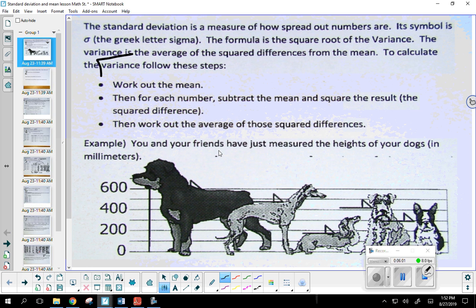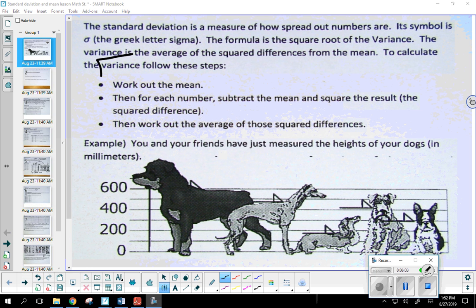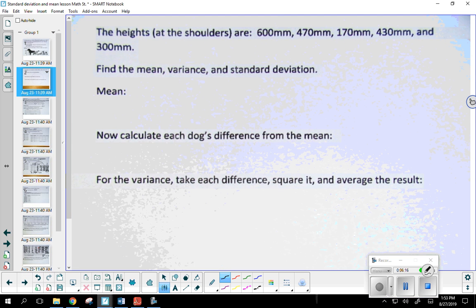Let me walk you through this, make it a little easier. It says you and your friends have just measured the heights of your dogs in millimeters. Because that's something friends do normally, right? Yeah. Hey, I wonder how tall that dog is in millimeters. But here we go. The heights at the shoulders are 600, 470, 170, 430, and 300 millimeters. Find the mean, variance, and standard deviation.